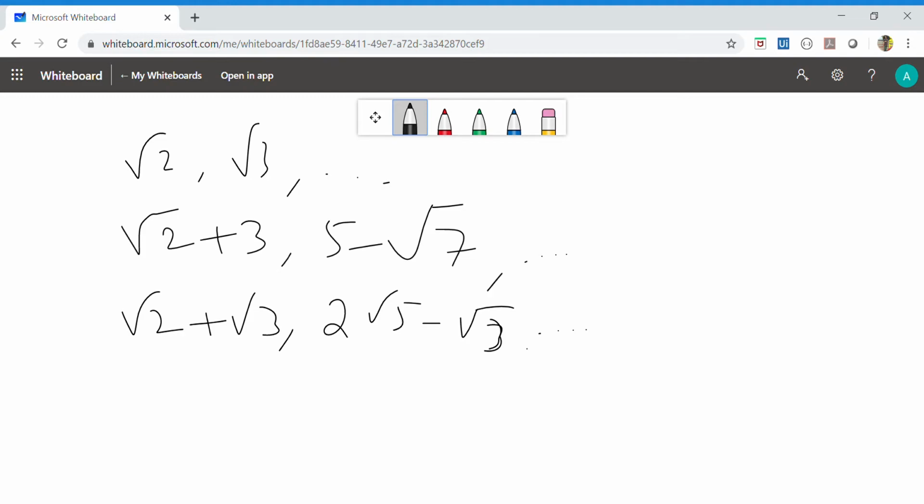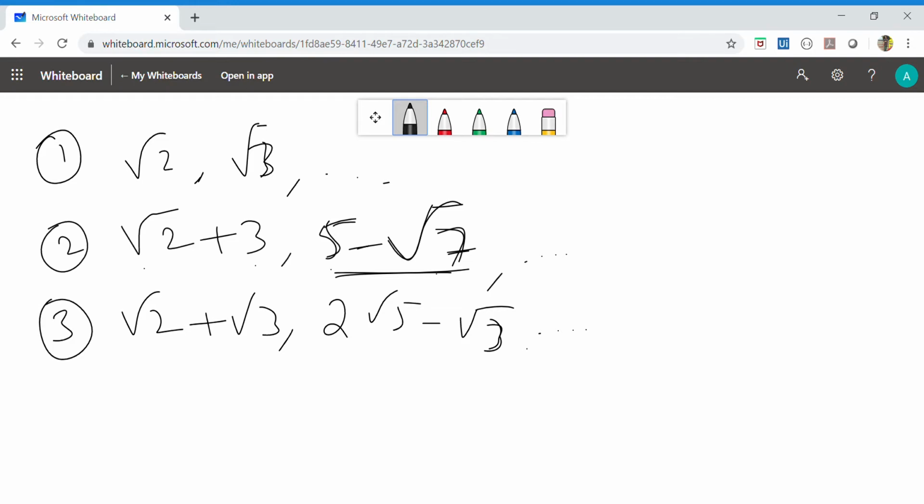That means I categorized irrational numbers in our concept into three groups. The first group contains purely one irrational number, the second group contains a rational and an irrational, and the third a combination of irrational and irrational. So rational is 5 here and irrational is root 7, so 5 minus root 7 totally is an irrational number. And in examples like root 2 plus root 3, both terms are irrational numbers. 2 root 5 minus root 3, both terms are irrational numbers.